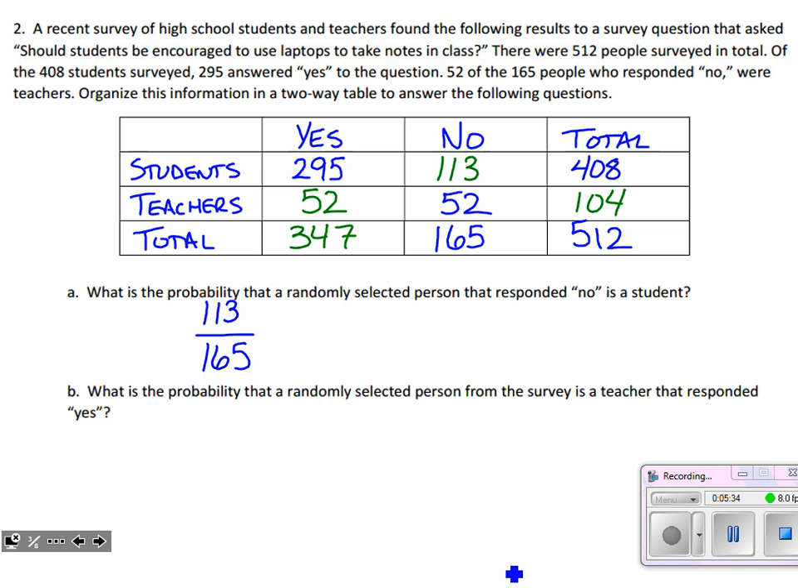Letter B, what is the probability that a randomly selected person from the survey, so this is out of anybody that took the survey, is a teacher that responded yes? Okay, so our teachers that responded yes, there were 52 of them out of the entire number of people that took the survey, 512. And this fraction does simplify all the way down to 13 over 128. And again, we could have a decimal equivalent if we wanted.